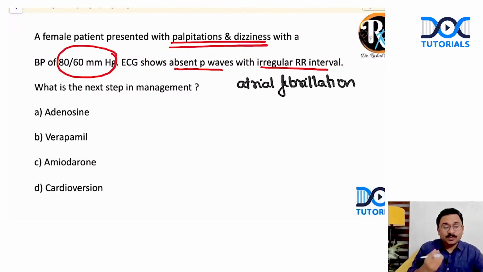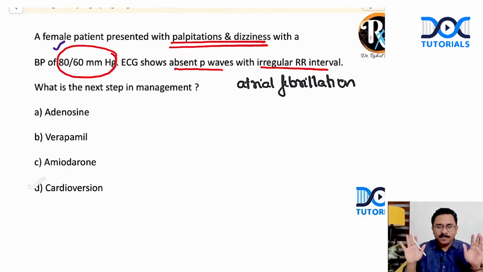Okay. The question is, what is the next step in the management? For atrial fibrillation, or any of these tachyarrhythmias where the patient is hemodynamically unstable, what do you think is the answer? The answer is going to be cardioversion. Very good. You have correctly answered cardioversion in the comment section. Now, my dear children, a very, very important point I am going to tell you. How did I understand this patient is hemodynamically unstable? Remember, a hemodynamically unstable patient, you have to give shock, cardioversion.